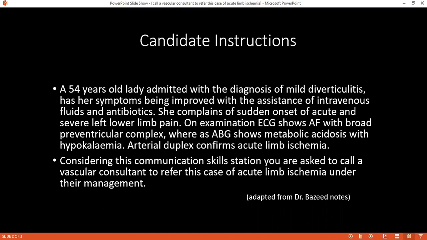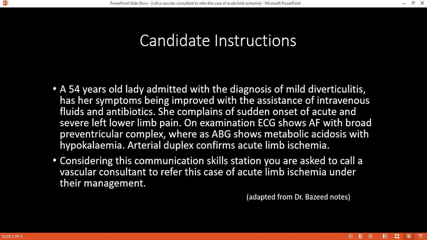Okay. What do you think of the presumed diagnosis of diverticulitis? Because the ECG shows atrial fibrillation and the patient has acute limb ischemia, I would suspect that the cause of the abdominal pain is mesenteric ischemia.